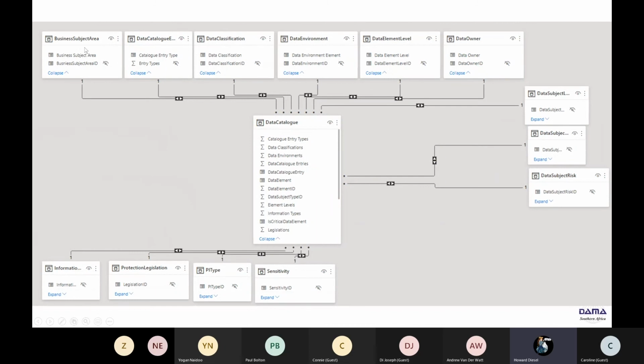Okay, so what is the subject area for the data asset or the domain? What is the data catalog entry type, the data classification, the environment, what element levels, who's the owner, what is the data subject, the risk, the type, and then we've got personal information type, we've got the legislation that relates to that, we've got information types and sensitivity.